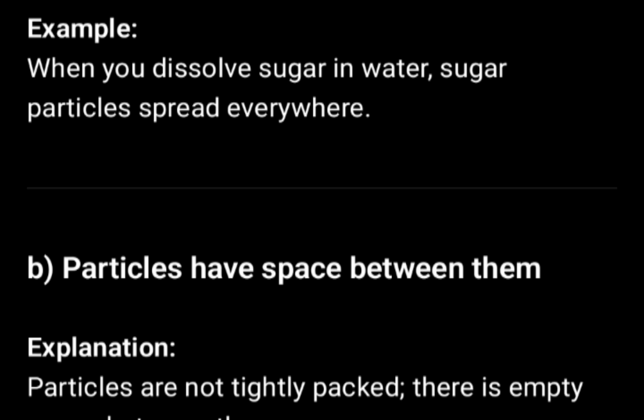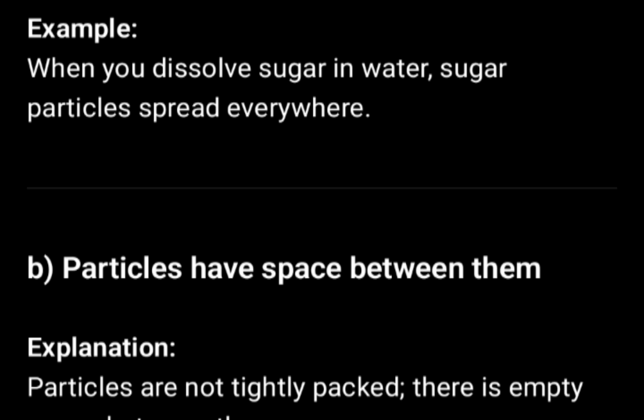Example: when you dissolve sugar in water, sugar particles spread everywhere. Imagine you are taking a spoon of sugar. Initially you can see the sugar. What about after dissolving it? Can you see it? Does that mean there is no sugar in the glass of water? No, there is sugar in the glass of water, but it's invisible.